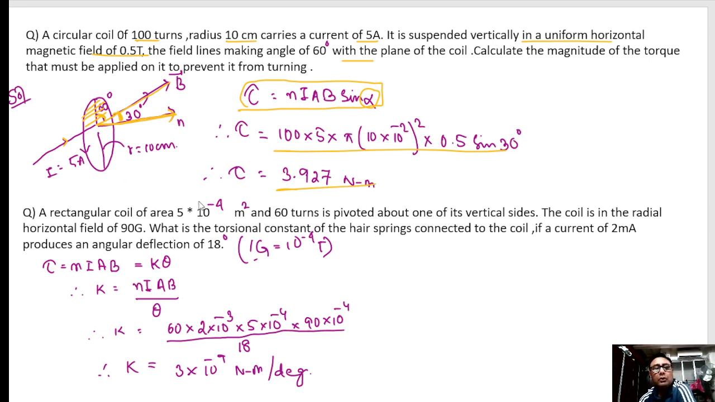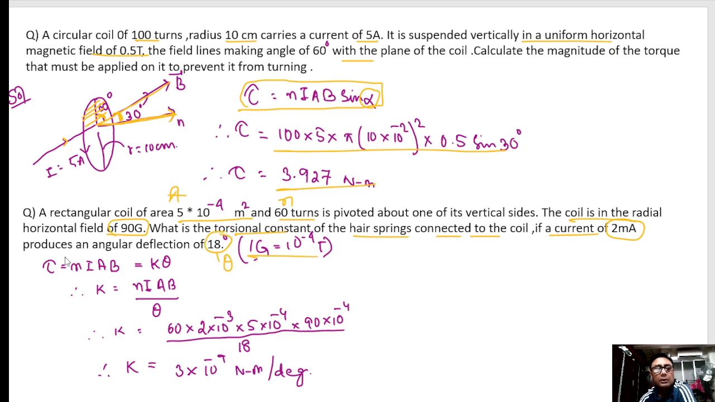There is a rectangular coil. The area of the coil is given to us. Number of turns is N. The coil is in a radial horizontal magnetic field of 90 Gauss. Now 1 Gauss is 10 to the power minus 4 Tesla. What is the torsional constant of the hair springs connected to the coil? Current flowing is 2 milliampere and the angular deflection is theta.